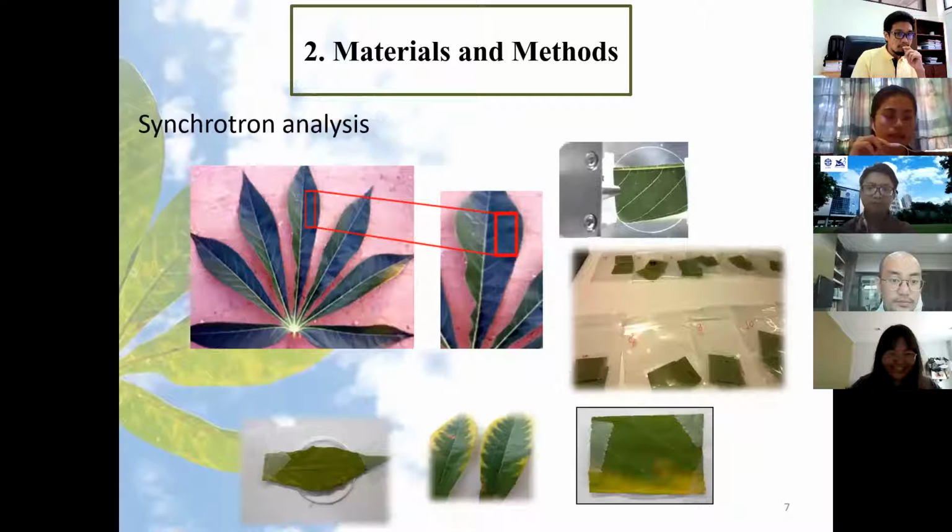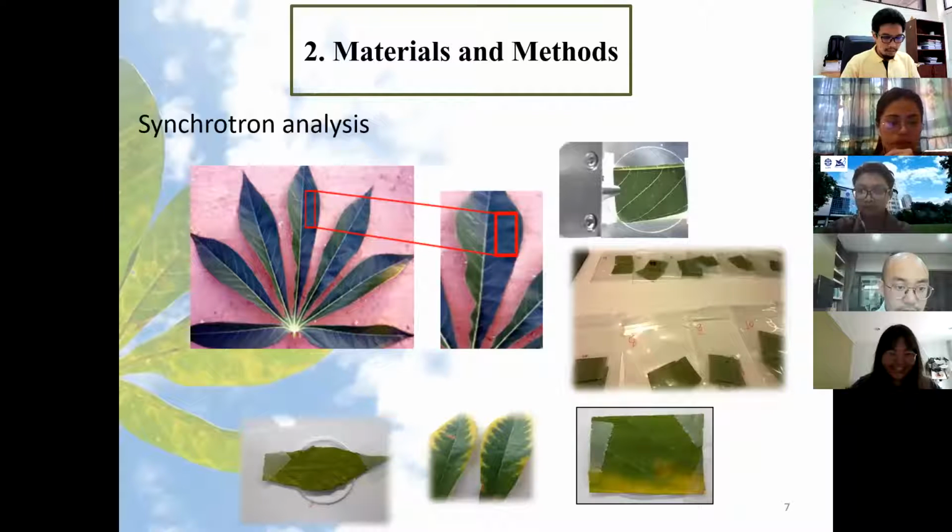For synchrotron analysis, at 4 months after planting, the cassava leaf at number 7 position below the fully expanded leaf was collected, cleaned, and oven dried at 50 degrees Celsius for 48 hours. The leaf was cut into a square shape of the study area including the rim of leaf, blade, and leaf vein. The elemental distribution of leaf was investigated by micro X-ray fluorescence technique.